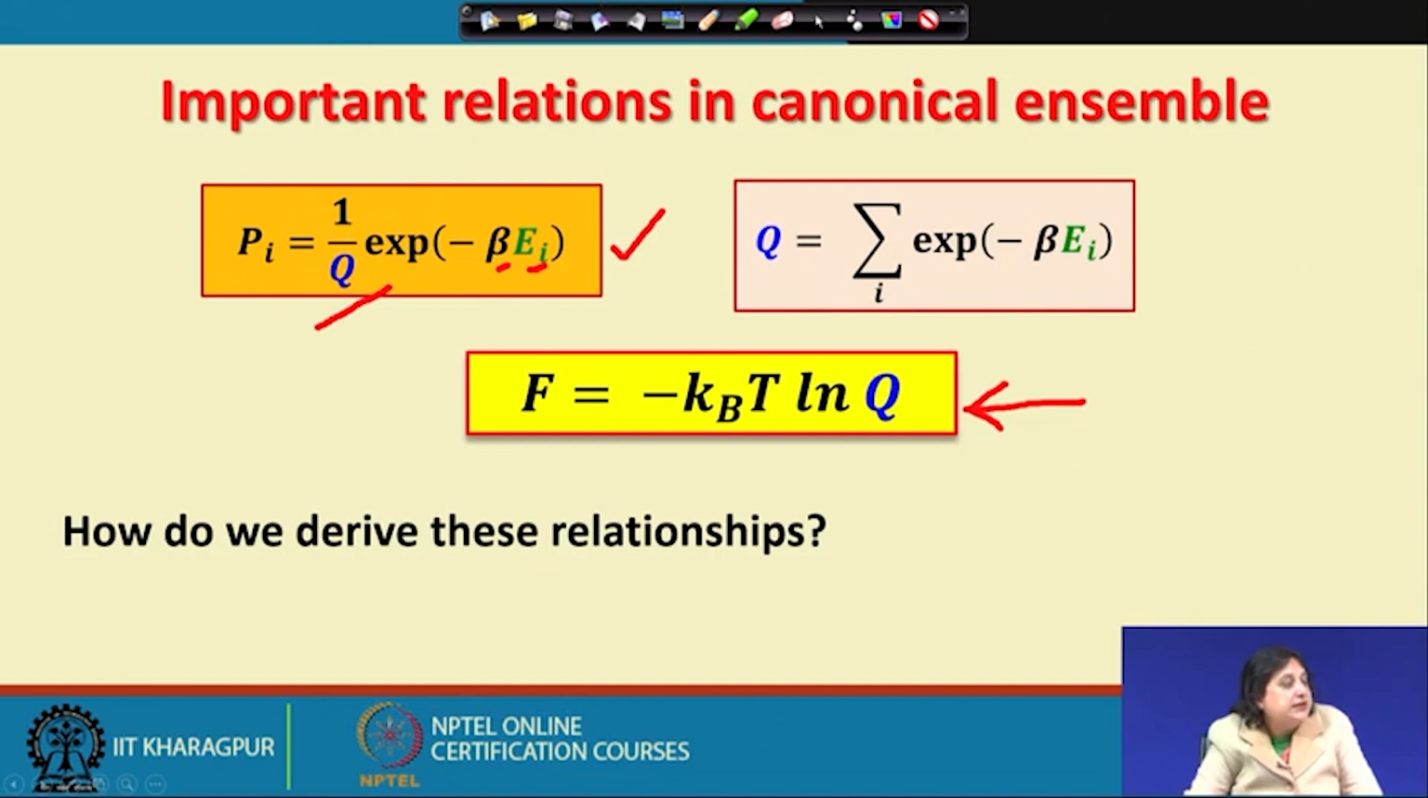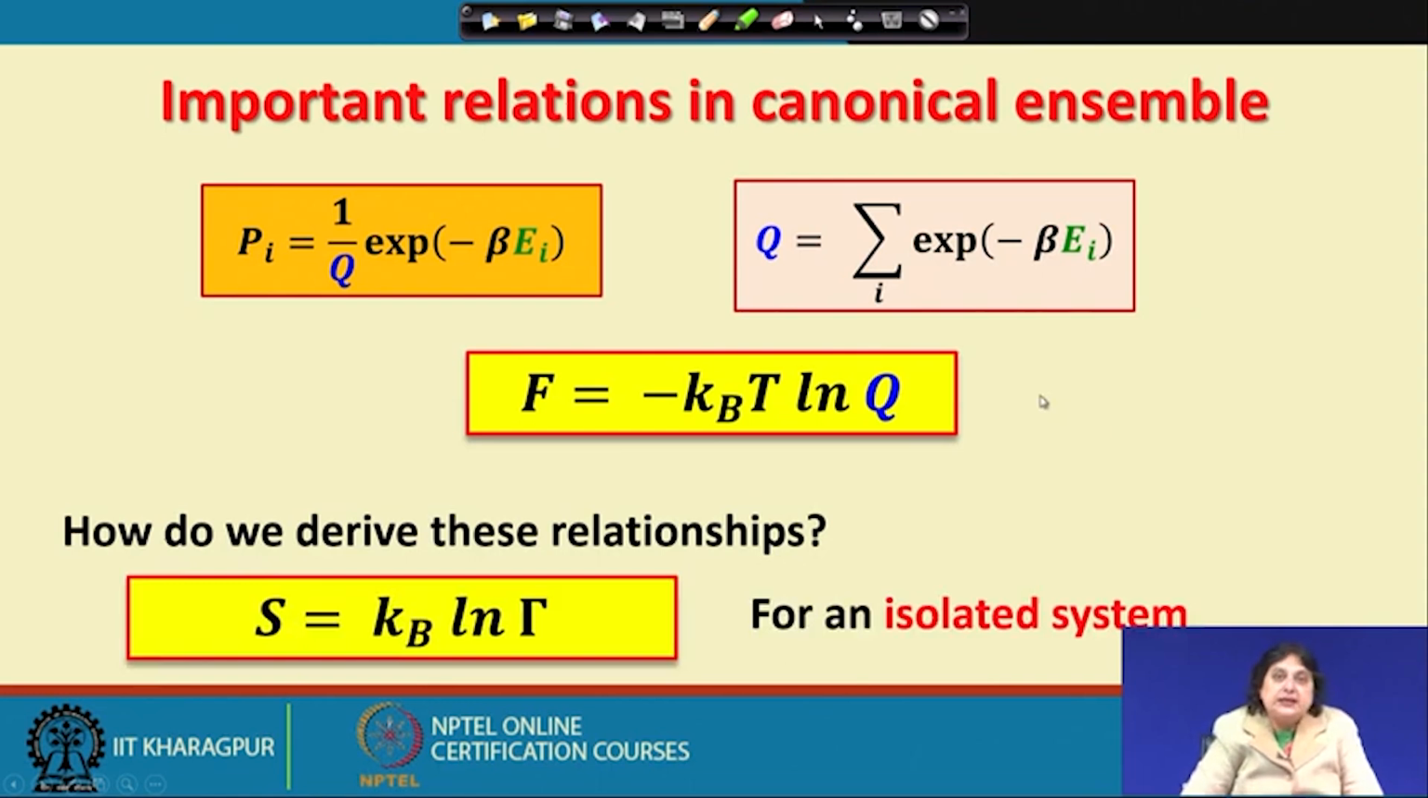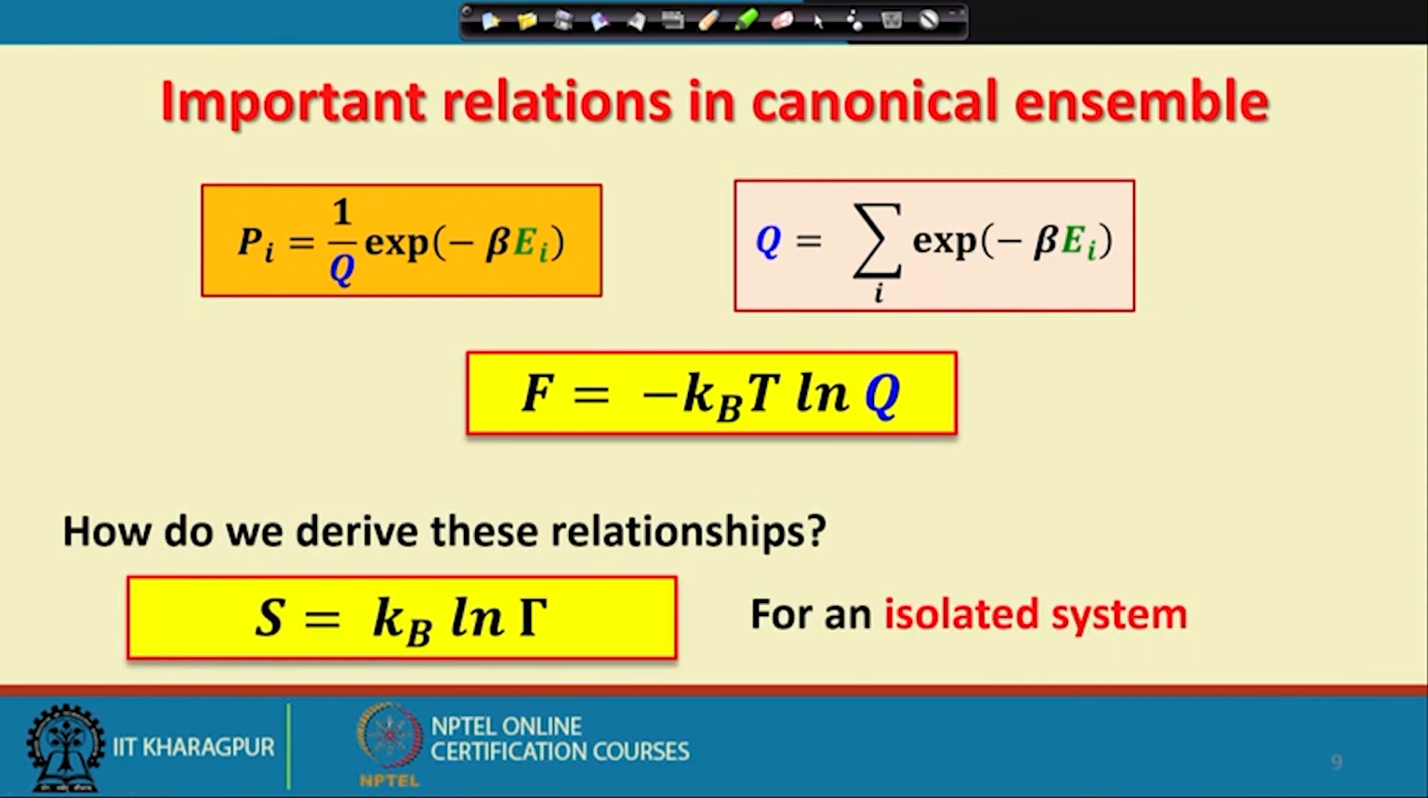Obviously, you would be asking the question, how do I derive such a relationship? As I have said, it is possible to derive these relationships from the Boltzmann hypothesis for an isolated system. In the next lecture, we will show you how to do so.